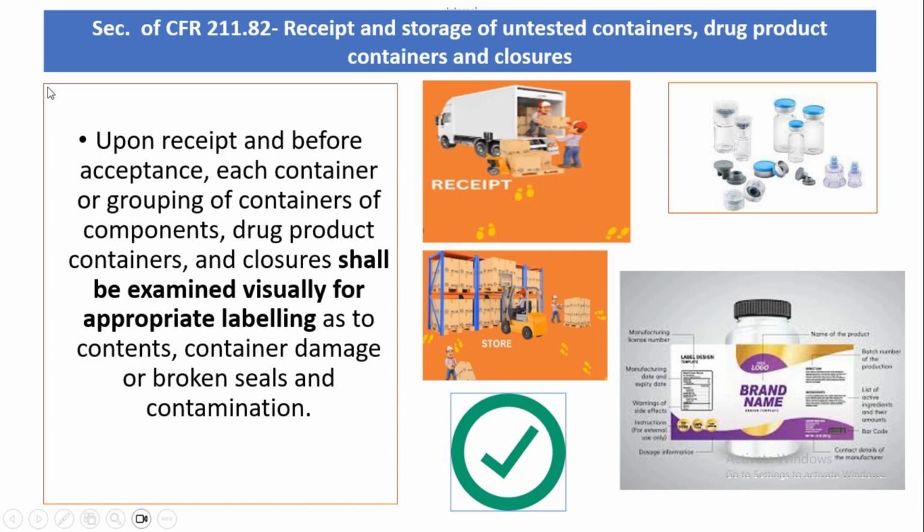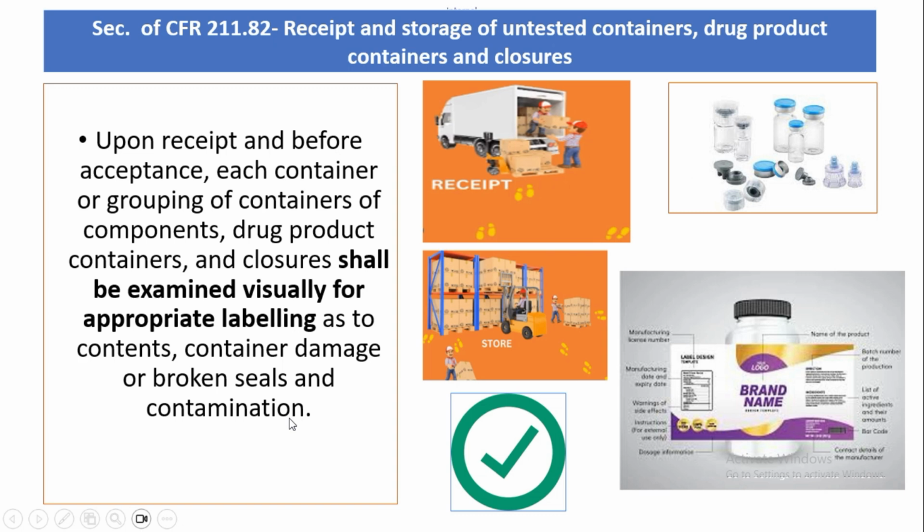So what does the first point say? Upon receipt and before acceptance, each container or grouping of containers of components, drug product containers and closures shall be examined visually for appropriate labeling as to contents, container damage or broken seals, and contamination.